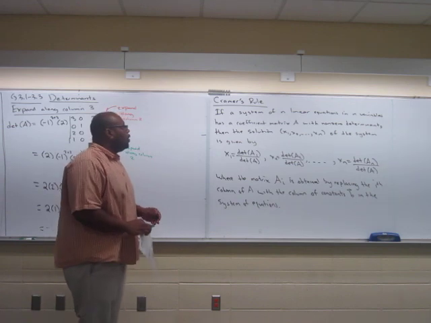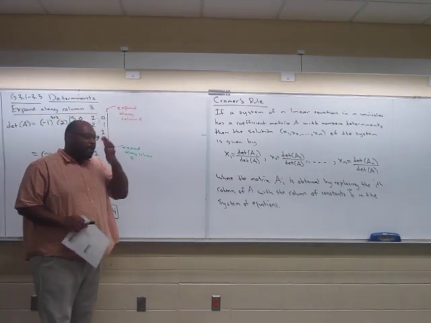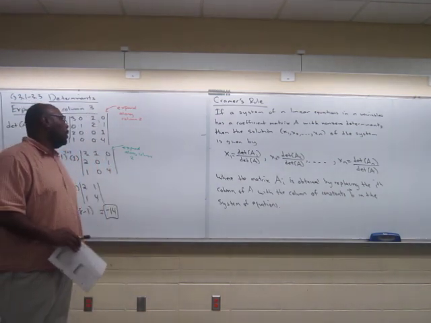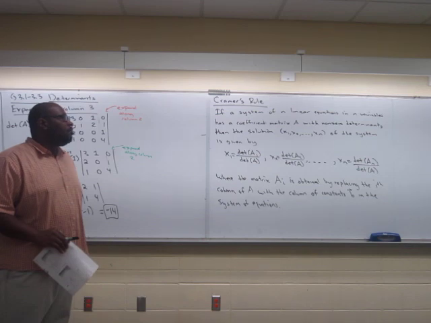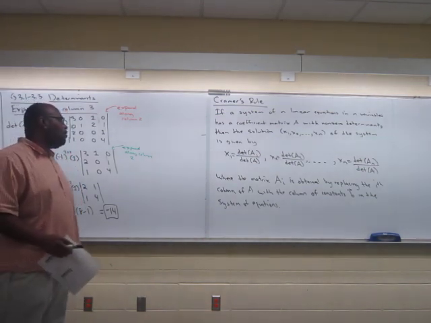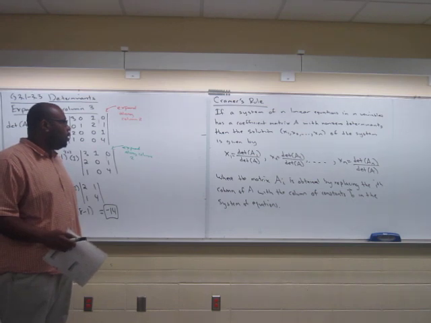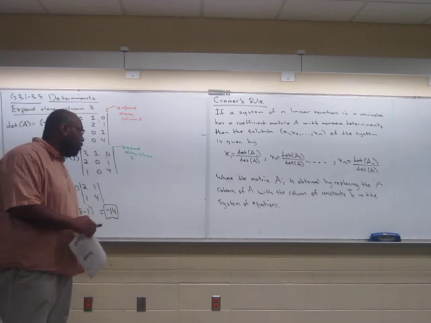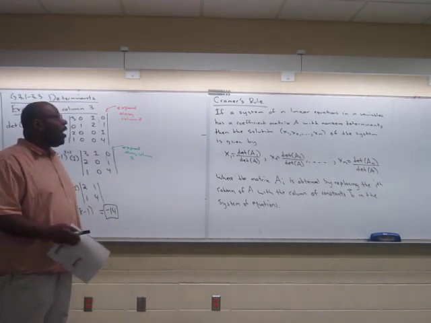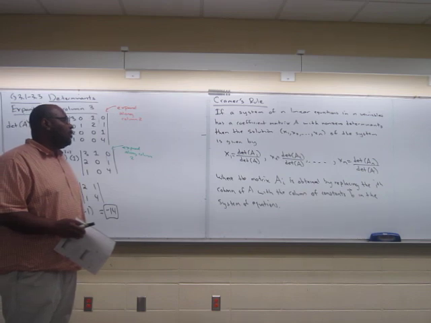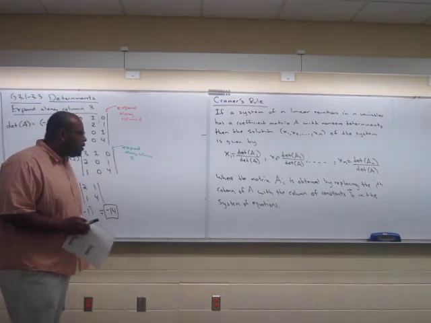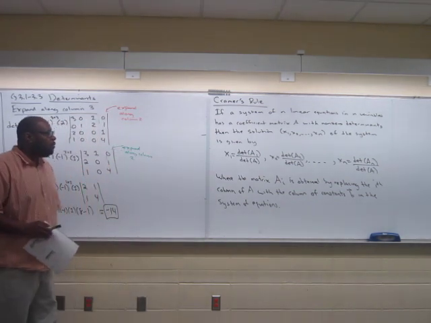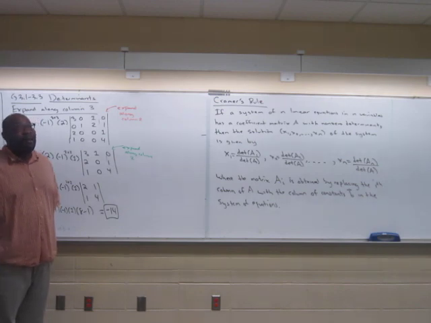Okay. So if a system of n linear equations and n variables has a coefficient matrix with non-zero determinant, then the solution x1, x2, ..., xn, my n-tuple of the system, is given by x1 is equal to the determinant of A1 over the determinant of A, x2 is equal to the determinant of A2 over the determinant of A, x3 will be the determinant of A3 over the determinant of A, all the way until we get to our last column, which is the determinant of An divided by the determinant of A, where the matrix Ai is obtained by replacing the ith column of A with the column of the constants B in the system of equations. So we need to talk about what all of that means.